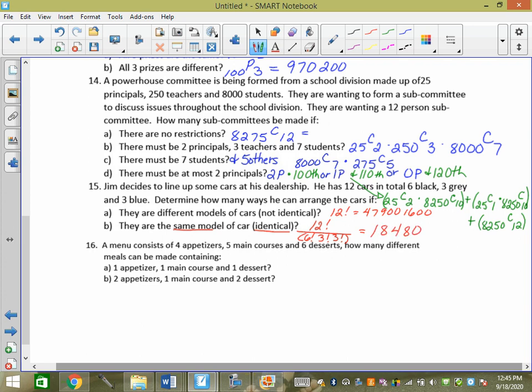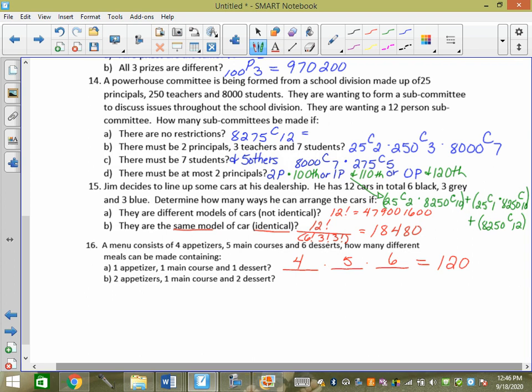The last question, a menu consists of 4 appetizers, 5 main courses, and 6 desserts. How many ways can you pick a meal made containing 1 appetizer, 1 main course, and 1 dessert? I told you when it's 1 of each, you can literally use fundamental counting principle, which would be 4 times 5 times 6, which is 120.